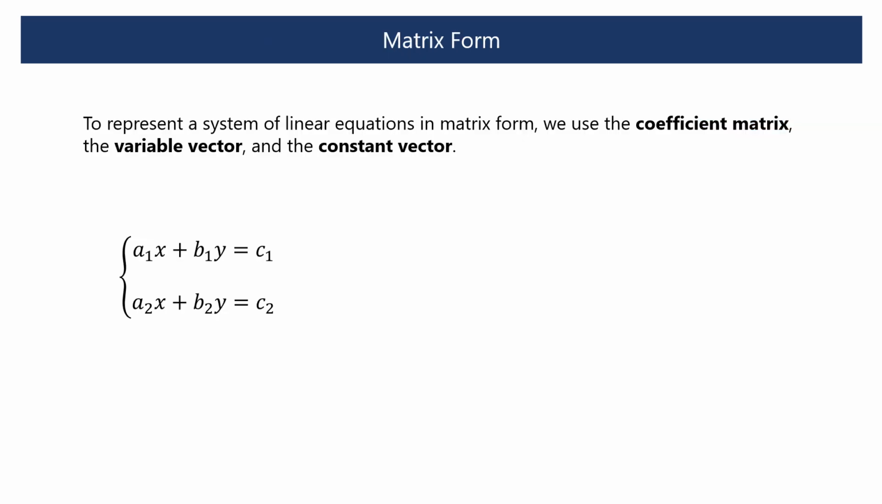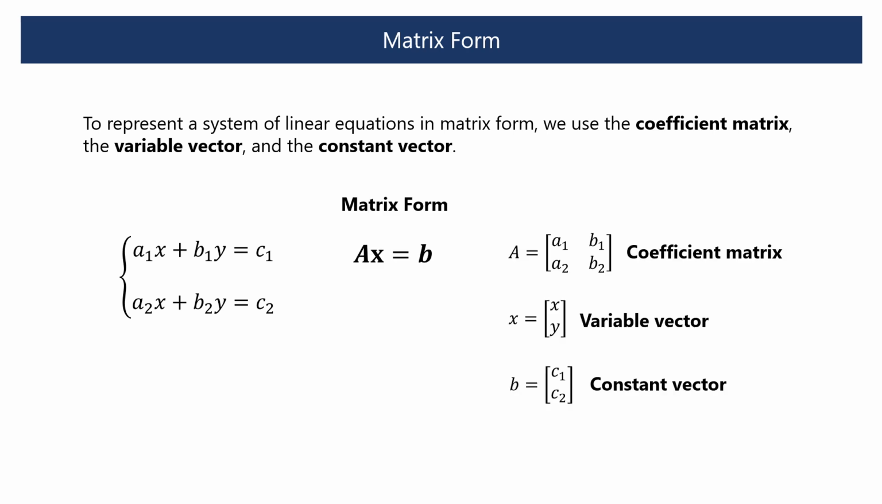Let's see the matrix form of a system of linear equations. To represent a system of linear equations in matrix form, we use the coefficient matrix, the variable vector, and the constant vector. For this general system, the matrix form is Ax equals b. Here, A is the coefficient matrix, x is the variable vector, and b is the constant vector.